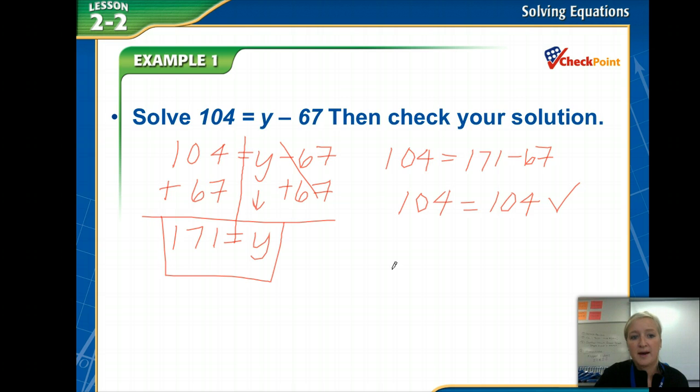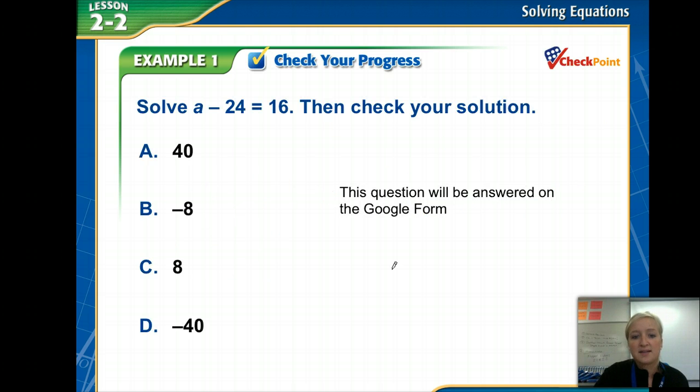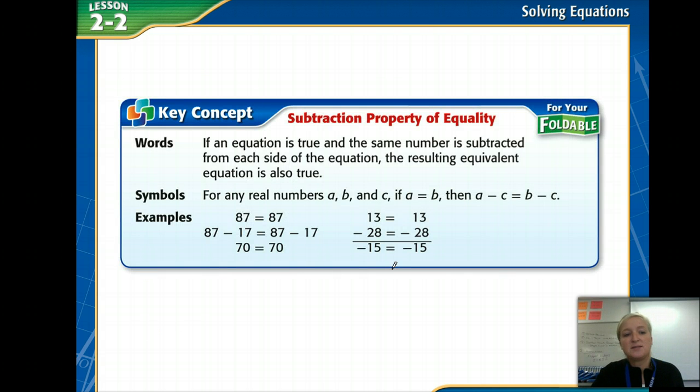All right, moving on. This next question will be answered on your Google form. This is the multiple choice question. So pause the video. Get the correct answer, and then again, you're going to record this answer in the Google form at the end of the lesson. We will check your answer tomorrow in class. So let's move on.